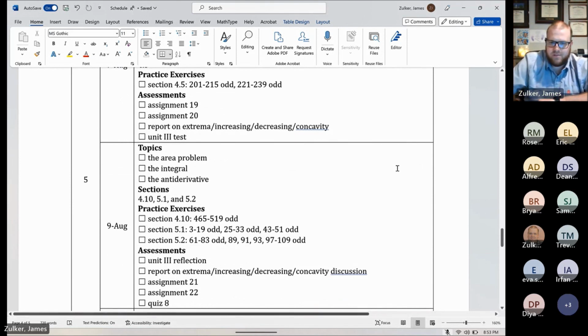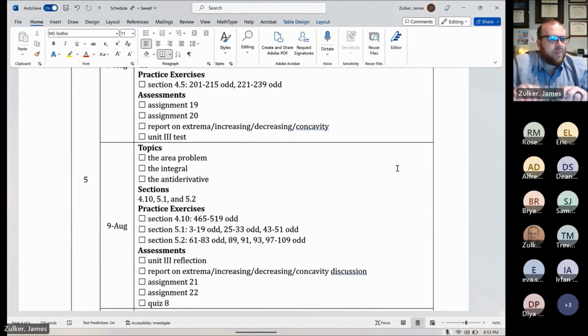On Wednesday, we will start integration. So we start by considering the area problem. Given a positive graph, we want to find the area between that curve and the x-axis. That's the area problem. And that works right into the integral because that area is the integral. And we're going to see that the integral is just a limit.